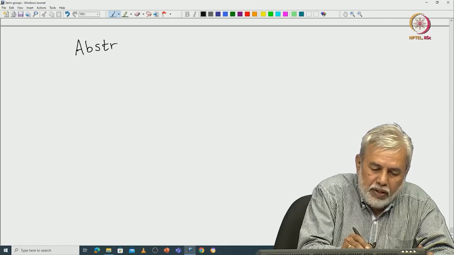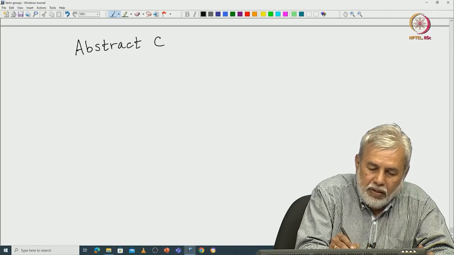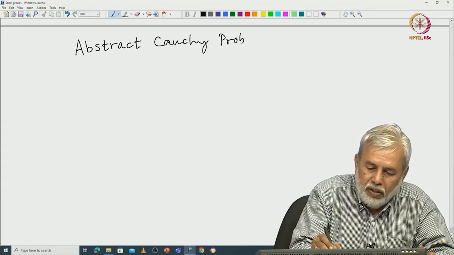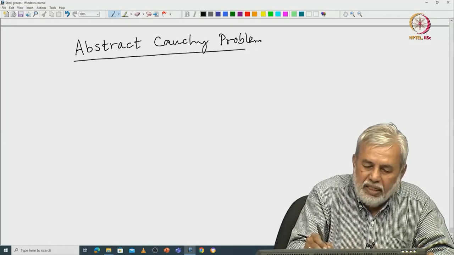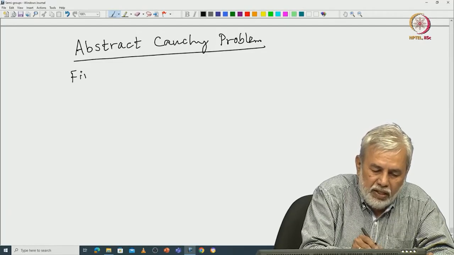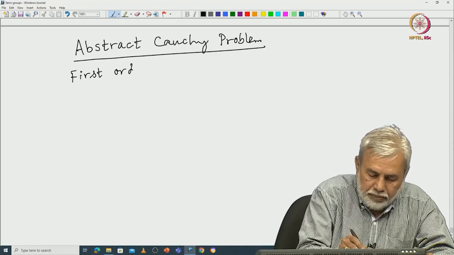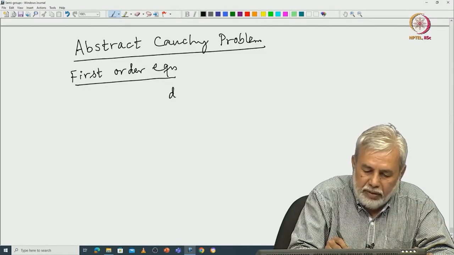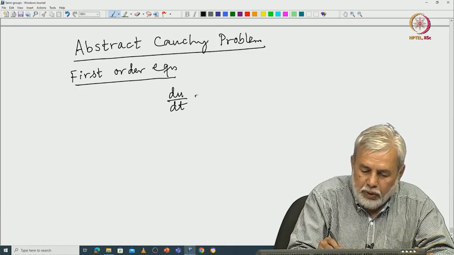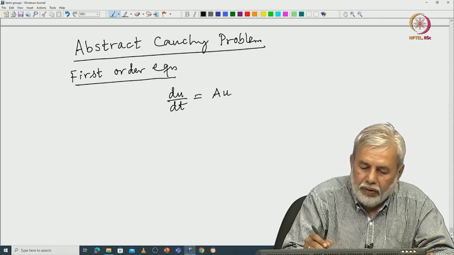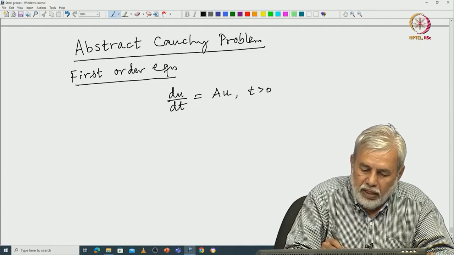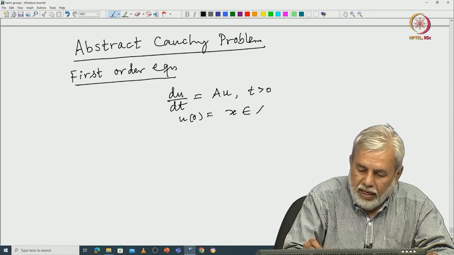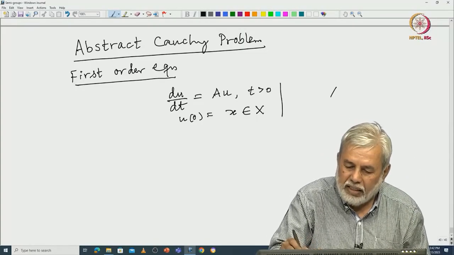the abstract Cauchy problem in a Banach space. Okay. So first let me consider this first order equation, du/dt equals Au, for t positive and some u0 in X, where X is a Banach space. So this is our abstract Cauchy problem.